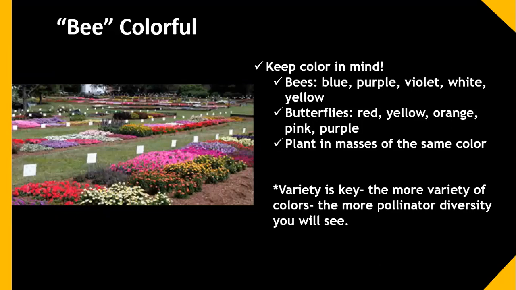Okay, so the next B is to be colorful. We talked about on our fun facts how certain bees and butterflies like certain colors. So it's really important to incorporate as many colors as you can. It's also important to plant in large masses of color. Anyone want to take a guess at why that would be important? If there's anybody in the chat here. No guesses why masses of color might be good?